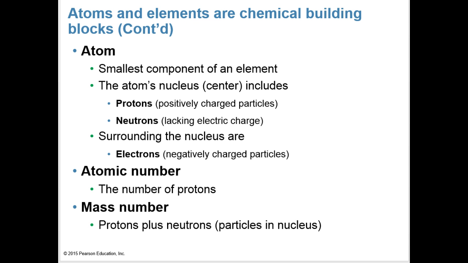Electrons really don't weigh a lot compared to protons and neutrons, so often they're left out of the mass number, and when we're looking for how much an atom weighs mass-wise, usually we look at just the protons and the neutrons, which are again the particles in the nucleus. They're really what contribute to the mass of an atom.